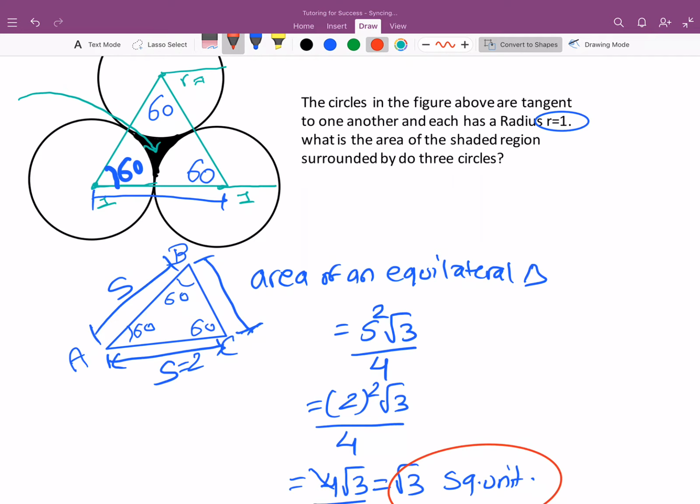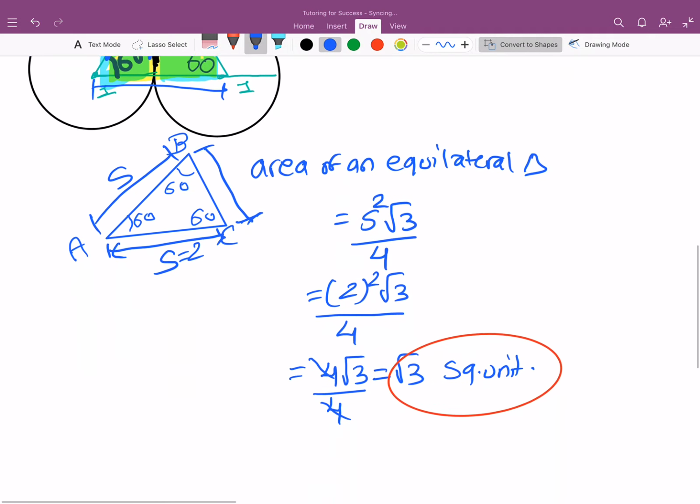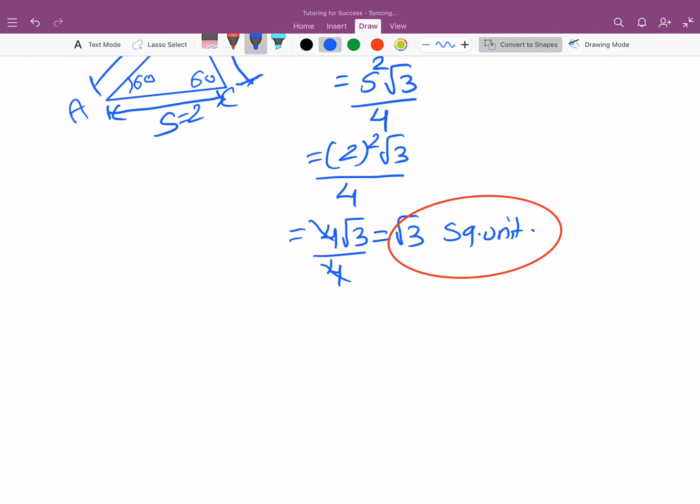Okay, so far we have the area of that triangle. So let's focus here. I do have the area of this triangle, and if I also find the area of this individual sector, this 60 degree sector, a piece of pie from each circle, and add it up and subtract it from the area of the triangle, I will have my area for the shaded region. So we need to find the area of a sector. So let's find the area of that sector.